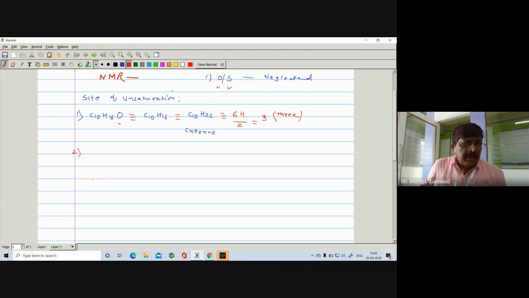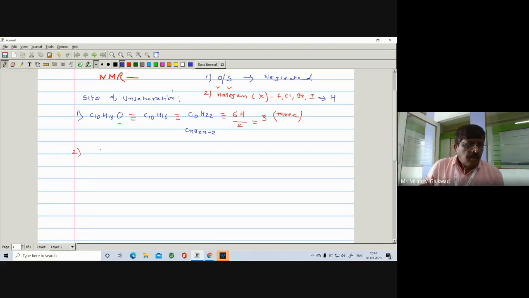Okay, next one, number 2. If it contains halogen, for example fluorine, chlorine, bromine or iodine, then in this case we have to replace the fluorine, chlorine, bromine or iodine by hydrogen. You have to replace all these groups by hydrogen.